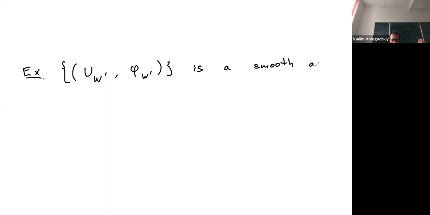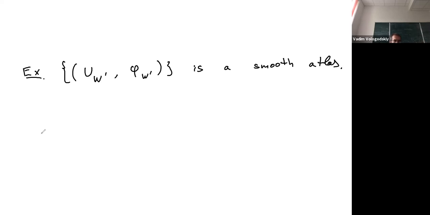So, exercise: if you consider the entire collection U_W prime and this phi_W prime, it is a smooth atlas. Okay, very good. So this makes the Grassmannian into a smooth manifold.